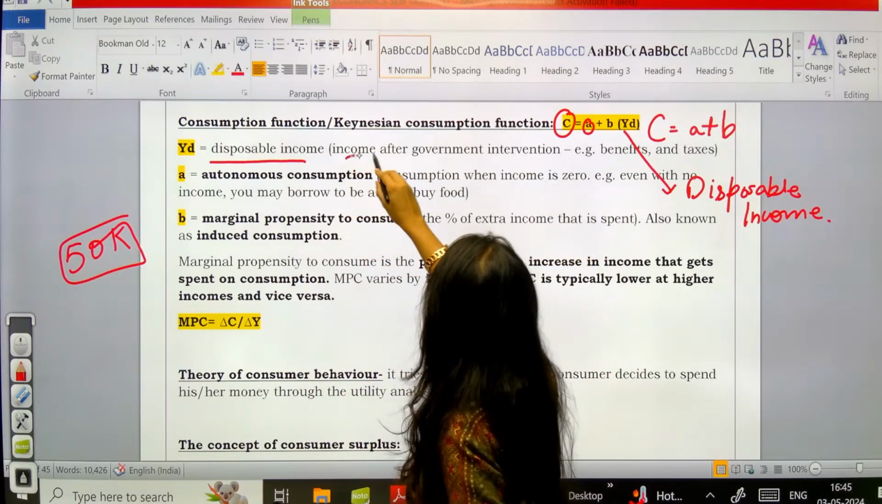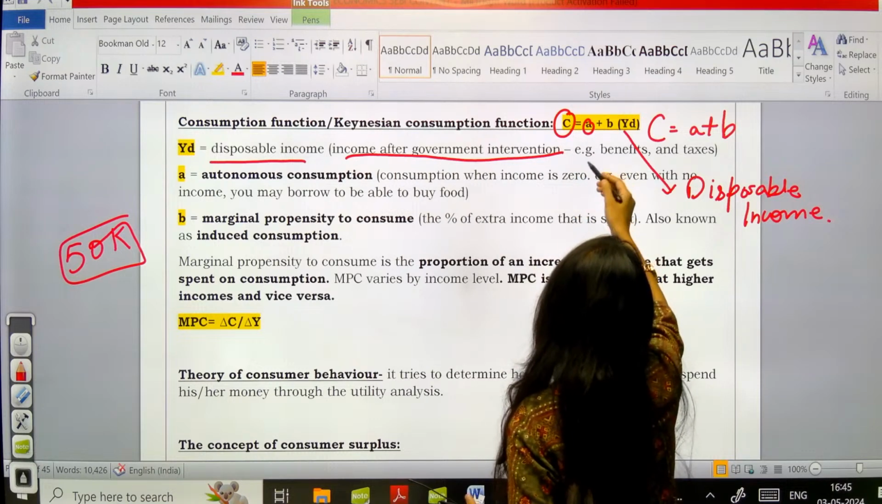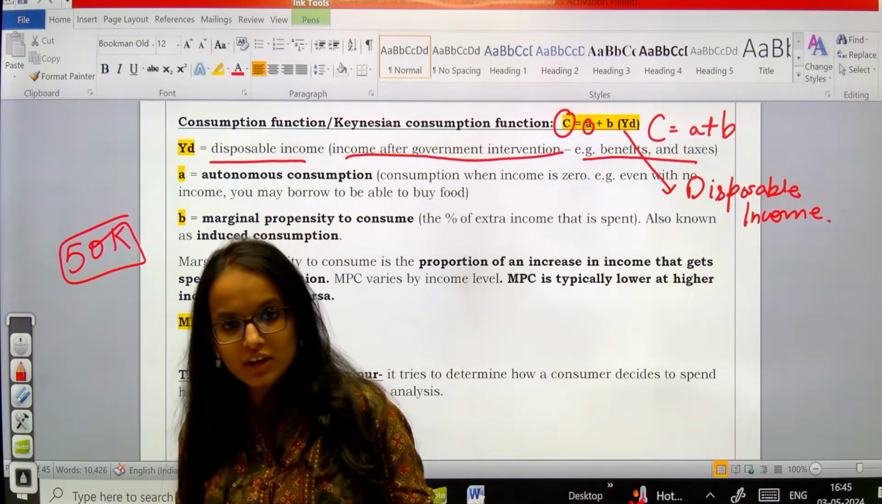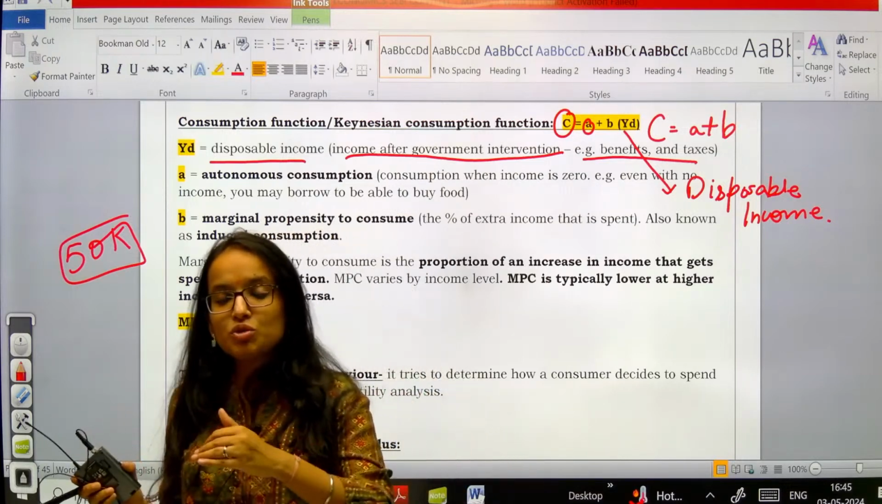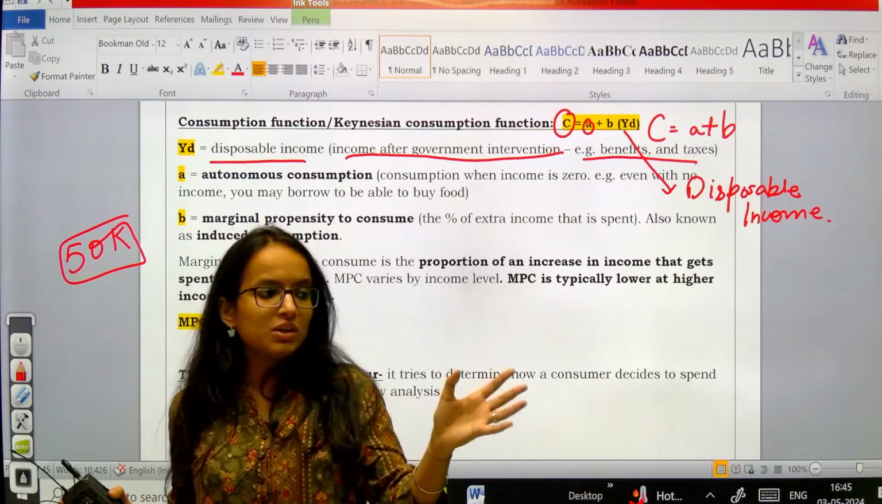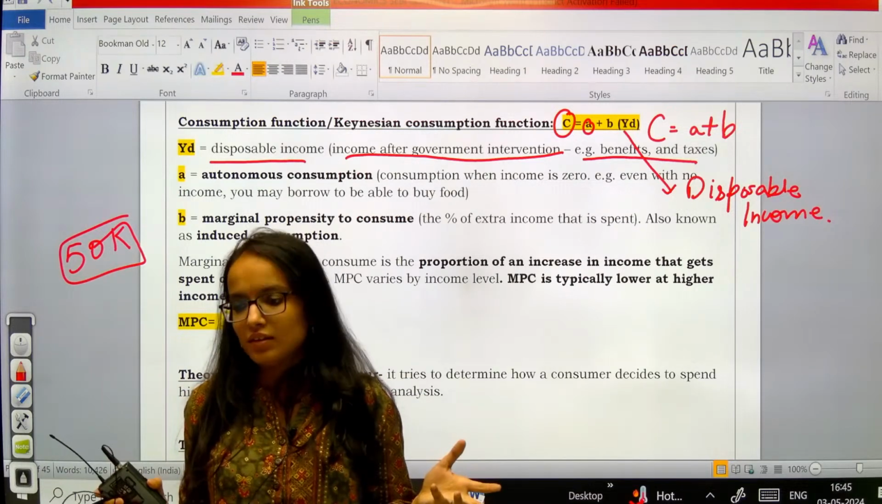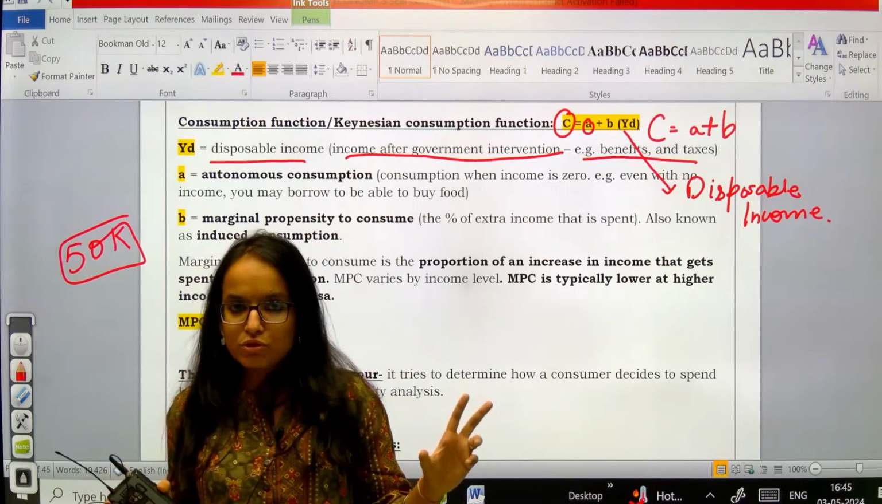Income after government intervention, that is benefits and taxes. When you pay your taxes and all out of your income, then you are left with the income which you can spend at your will. Then no one is going to ask you that, okay, you have to pay this amount to me. Alright, so this is disposable income.